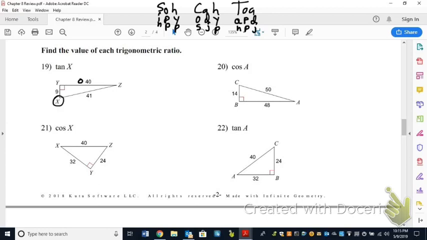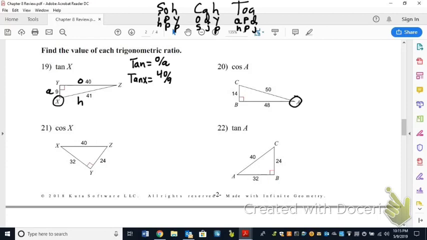So what I would do, for 19, it says the tangent of x. So we identify our angle, x. We then identify the opposite, adjacent, and hypotenuse. So we know that tangent is opposite over adjacent. That's what we got from right here. And so the tangent of x is our O, 40, over our A, 9. And that's it. So number 20, we have the cosine of A.